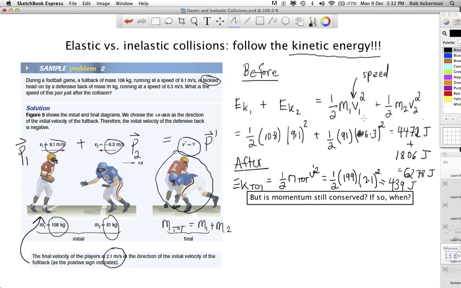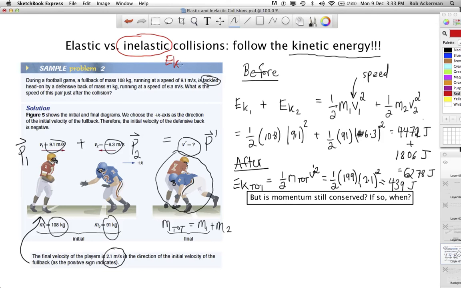Before the collision, the total amount of kinetic energy by all the players involved was over 6,000 joules. But when they tackled, when they joined up and ended up moving slower and getting heavier, they lost a lot of kinetic energy. The kinetic energy declined to under 10% of what it was in the beginning. This is what we call an inelastic collision.